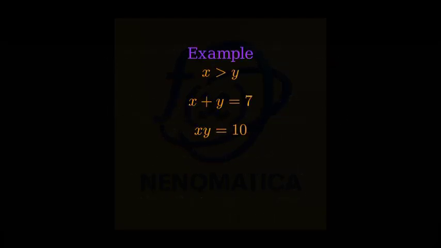We have a system of equations. First equation: x is greater than y. Second equation: x plus y equals 7. Third equation: x times y equals 10. Using these conditions, we need to calculate two expressions: x cubed plus y cubed and x cubed minus y cubed.